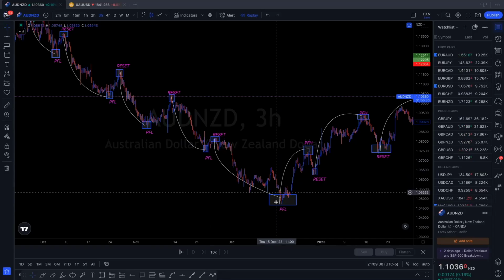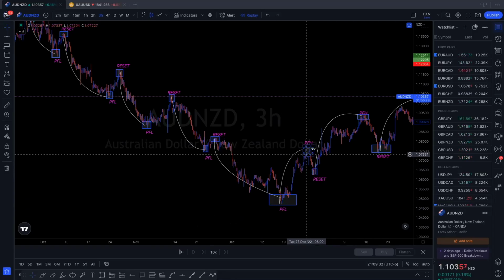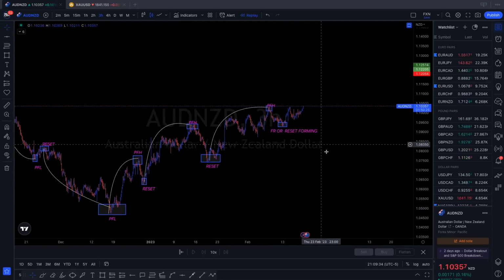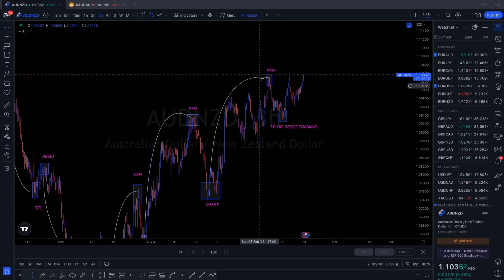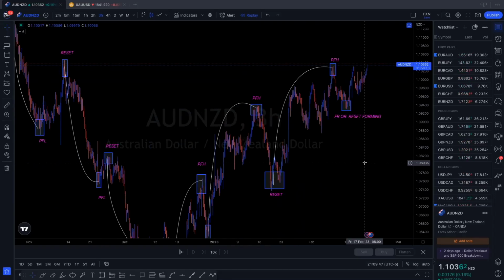Because if you have problems identifying resets, peak formations, and mapping out the chart, then you're probably going to have that much trouble trying to find the setup, because your mapping of the pair is not going to be correct, if that makes sense.